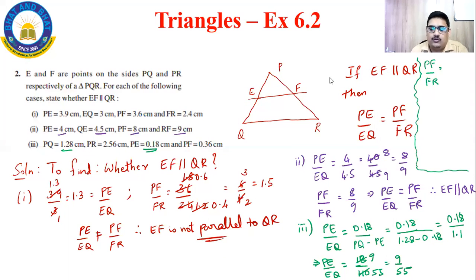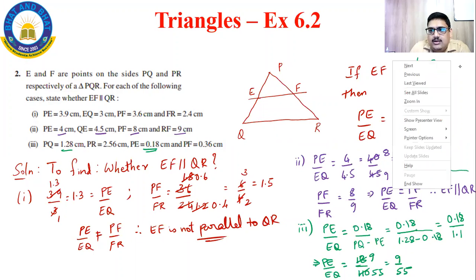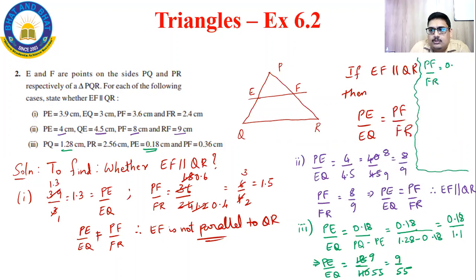That is why. Okay. So PF divided by FR. PF has been given to us as 0.36. It is nothing but 0.36 divided by, what is FR? Have they given FR? No, they have given me PR, that is the entire part. So I should utilize the same thing, that is 2.56 minus 0.36. Why? 2.56, this entire part, minus PF. PF is given to me as 0.36 in the question. So I will get FR.